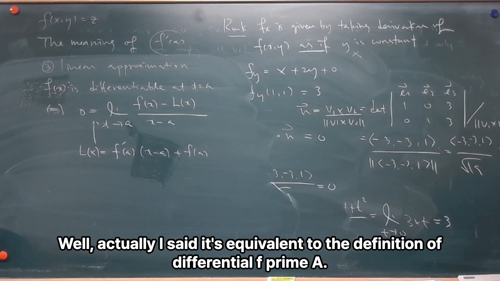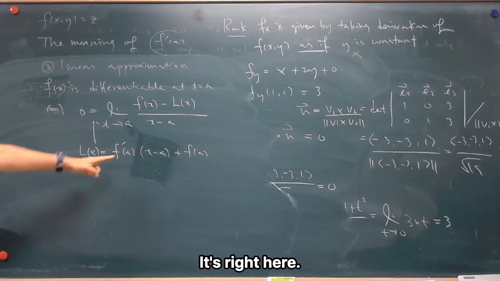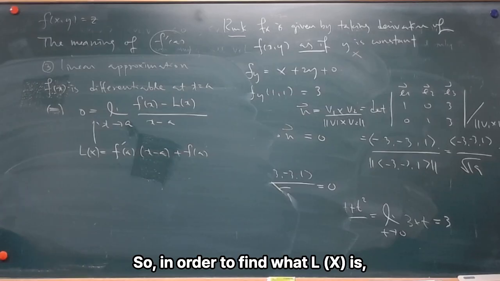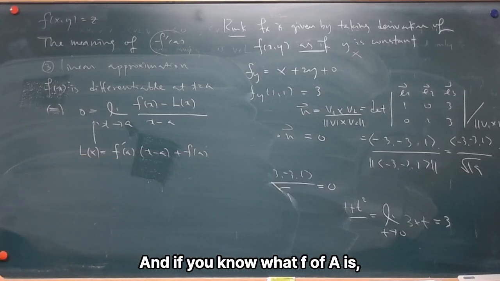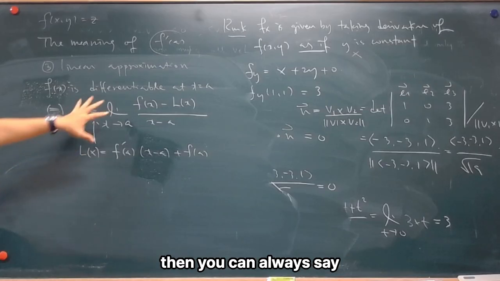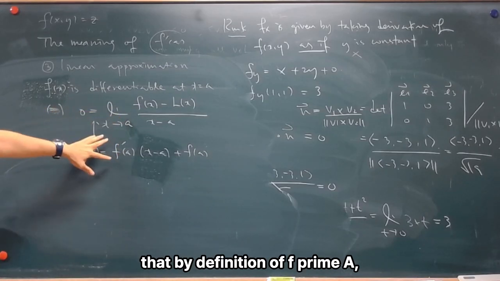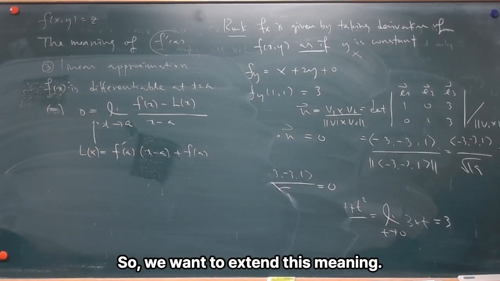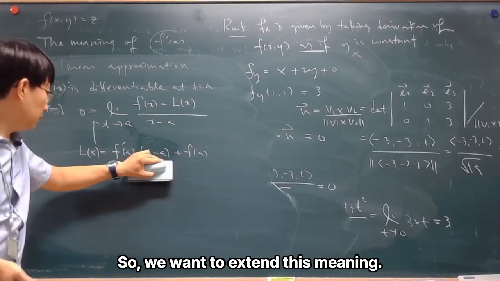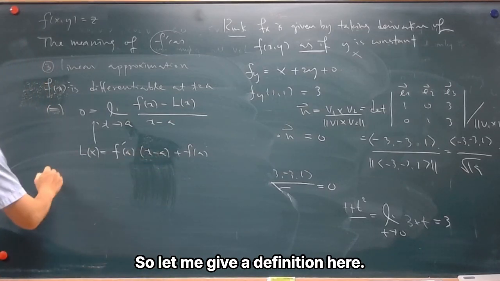Why? Well, actually, I said it's equivalent to the definition of the derivative f prime of a. It's right here. So in order to find what L of x is, you need to find f prime of a. And if you know what f of a is, then by the definition of f prime of a, using the limit, you can say this is true. So we want to extend this meaning. So let me give a definition here.